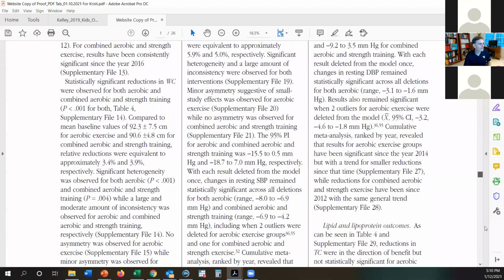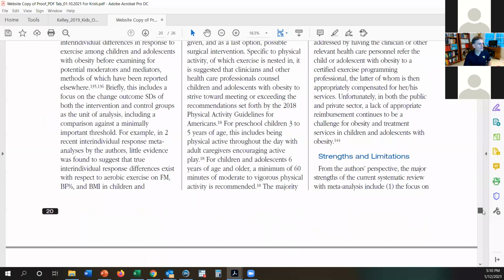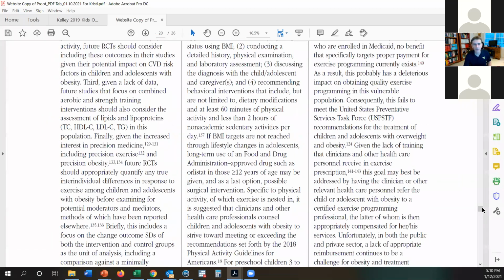Just thought I'd mention that. And I'll also mention that I have more than 70 supplementary files for this.